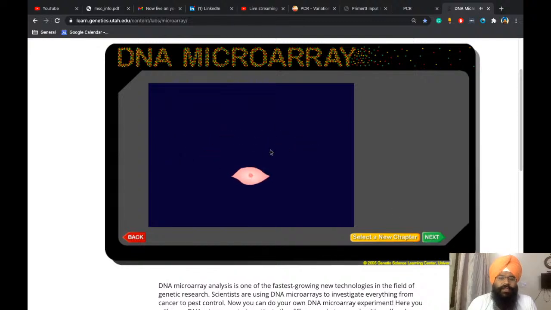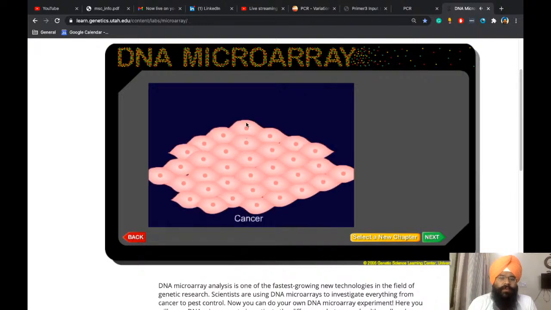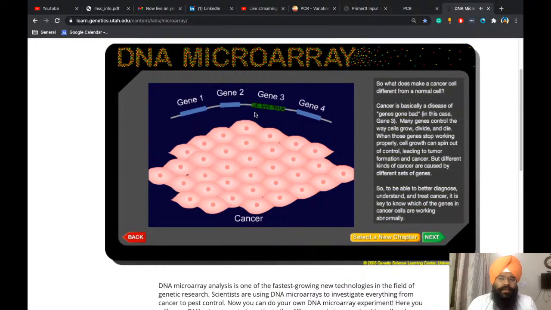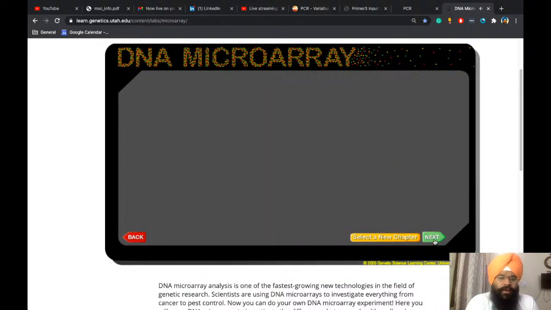In the cancerous cells, gene 3 is broken and leads to the overproduction of cells. That's why you have mass production of cancerous cells. So what makes cancer cells different from normal cells? Cancer is basically a disease of genes gone bad. Many genes control the way cells grow, divide and die. When these genes stop working properly, cell growth can spin out of control, leading to tumor formation and cancer. To better diagnose, understand and treat cancer, it is key to know which genes in the cancer cells are working abnormally. So it would be nice to know which genes lead to cancer.